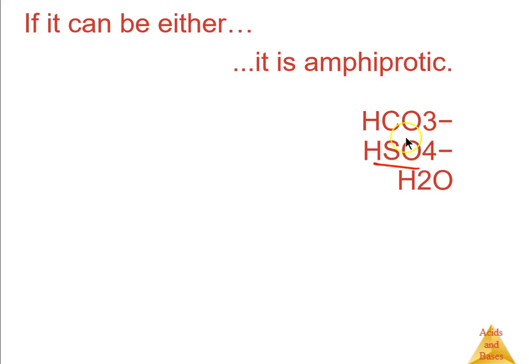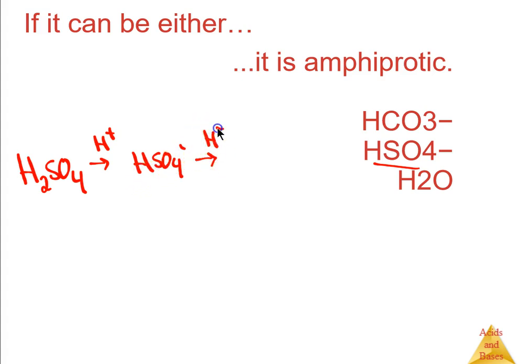HSO4 minus came from H2SO4, losing one of its hydrogen ions to become HSO4 minus. All right, and then it could lose a second one to become SO4 minus 2. This is a minus right here. You okay with that? So you'll notice this middle step, it could gain that H and go that way, or it could have given that H off and gone that way.